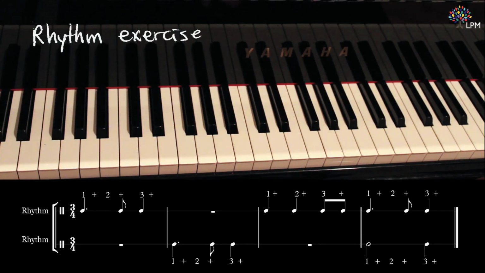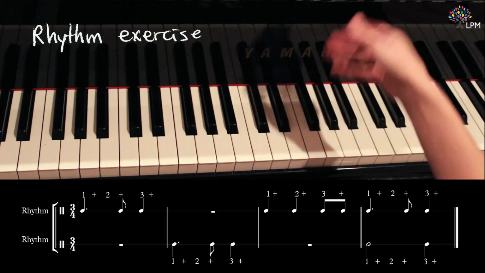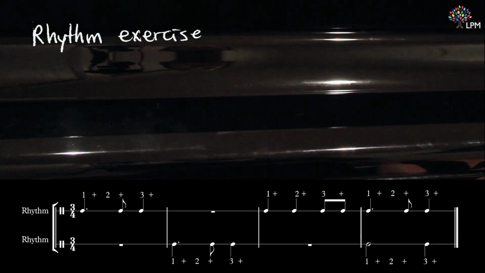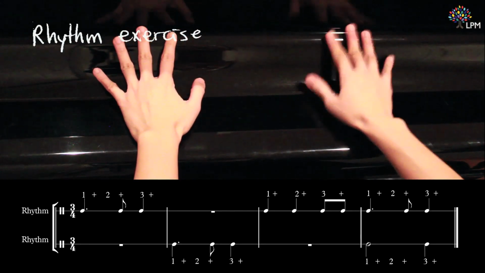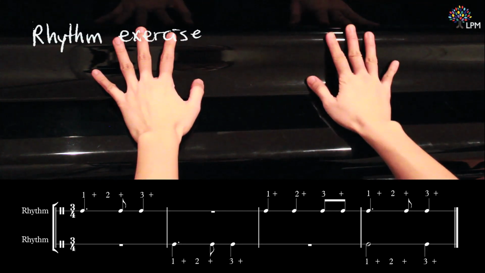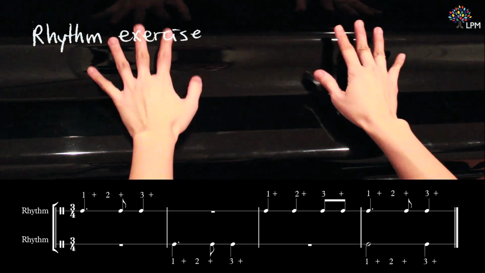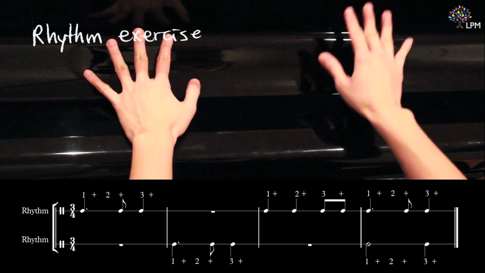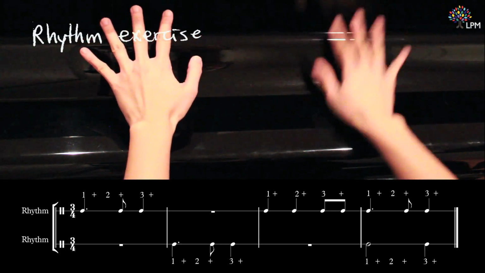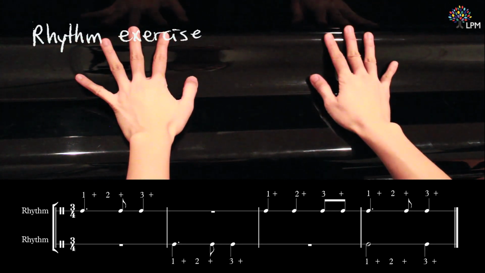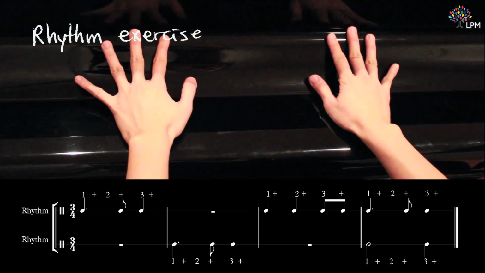Notice that it is in 3/4 time, which means there are 3 beats per measure. Let's count and tap the rhythm together. 1 and 2 and 3 and, 1 and 2 and 3 and.